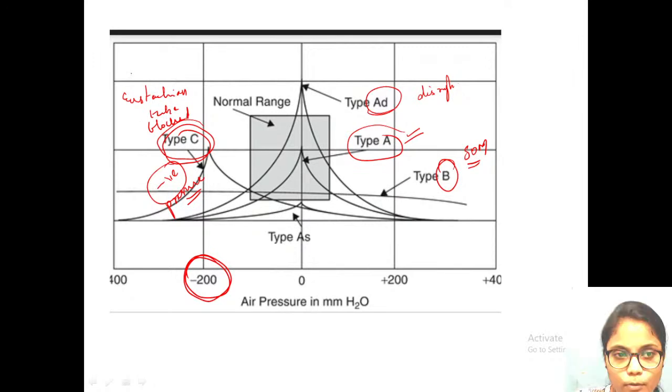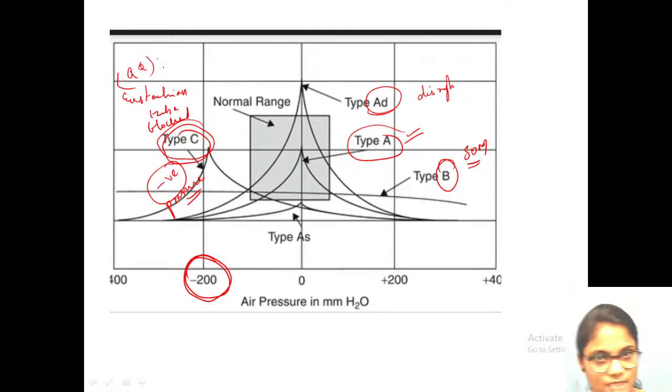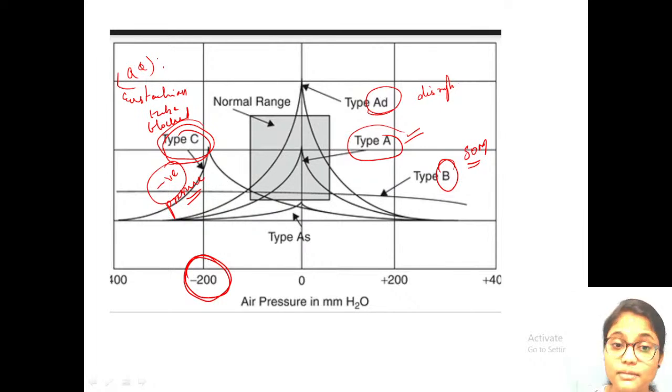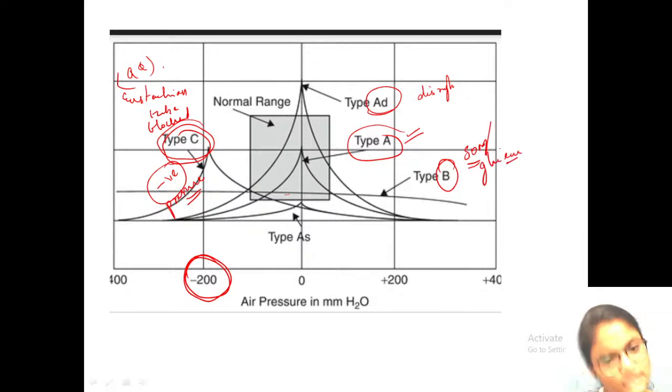This is also an important question which is asked repeatedly in your exams. So please note this: type C means negative. The rest of all the curves will be coming on the positive side. And the B curve shows the flat line. So whenever they point out the B curve, that would be the possibility of a flat curve, and that represents your glue ear or serous otitis media.